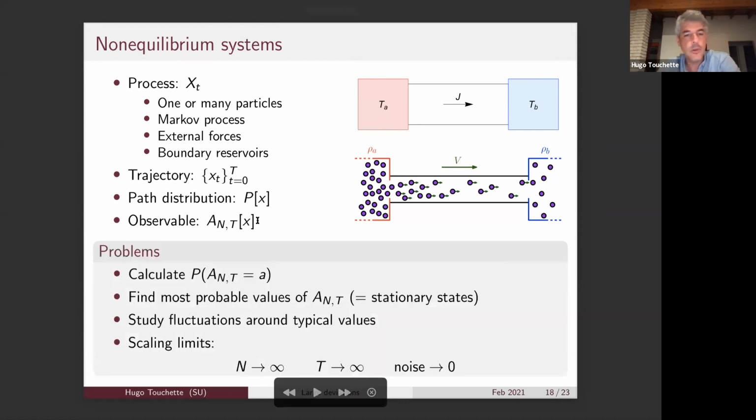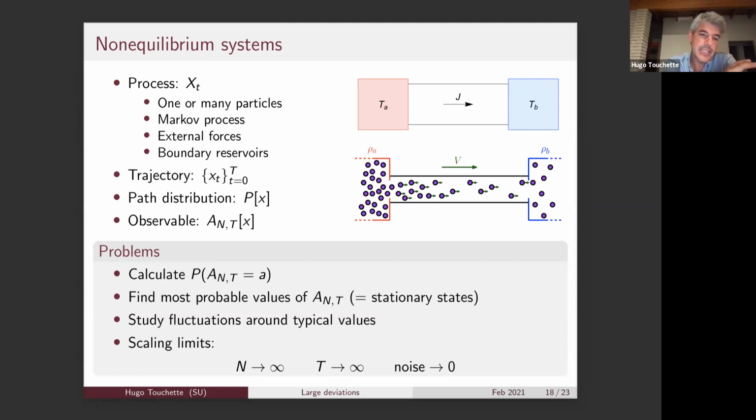The problems are the same though. Ideally, for a given observable, we want to calculate the probability distribution. Out of this, we want to calculate the most probable value, which we will call the stationary state, and we want to study the fluctuations around the typical values. But as for equilibrium, we're often faced with a scaling limit. Either we have a large system, so we can take n going to infinity, or we have a long observation time, which will be a kind of ergodic limit, or we could also look at a scaling limit where the noise of the system goes to zero, if you can identify a source of noise in it.